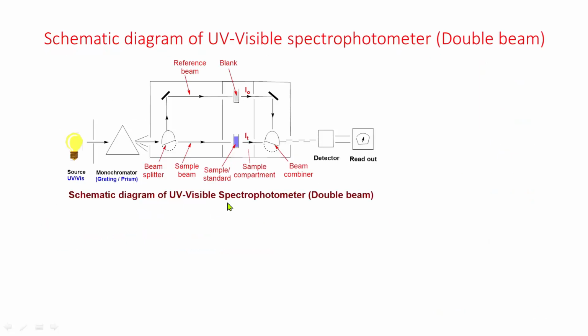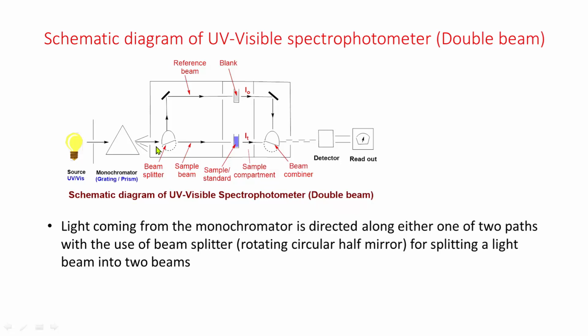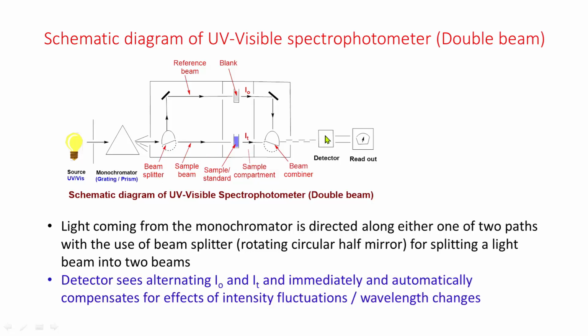This diagram is of a UV visible spectrophotometer, double beam. Light coming from the monochromator is directed along one of two paths with the use of a beam splitter, that is, a rotating circular half mirror, which is used for splitting the light beam into two beams. The detector sees alternating I0 and IT and immediately compensates for the effects of intensity fluctuations or wavelength changes.